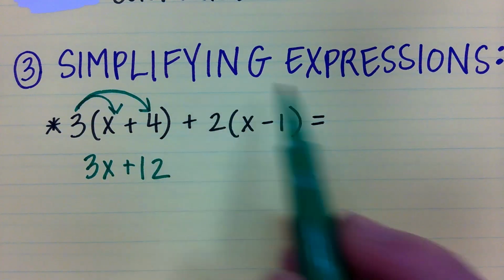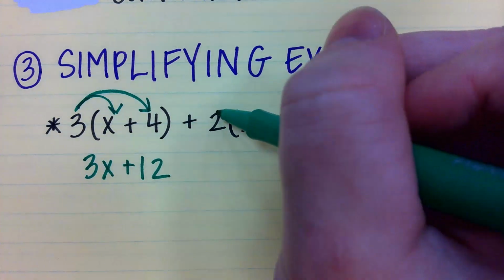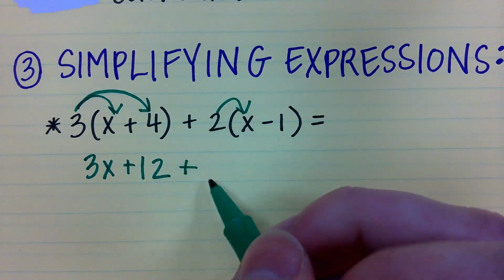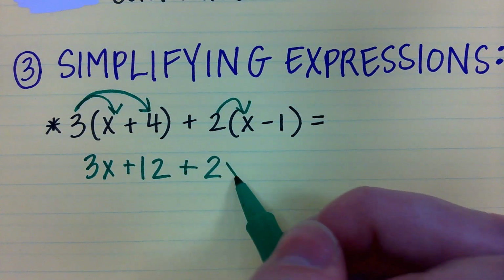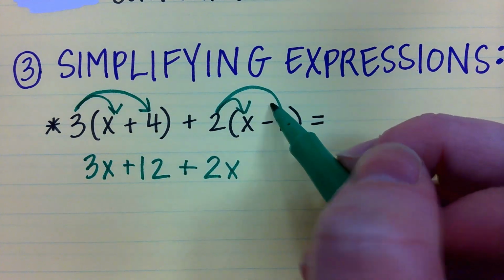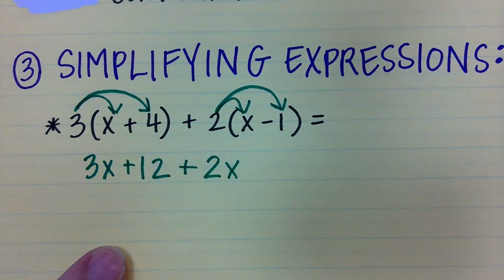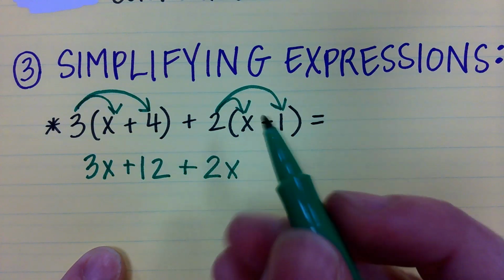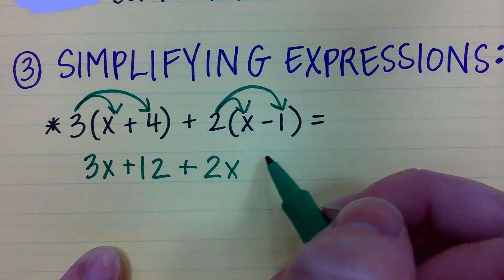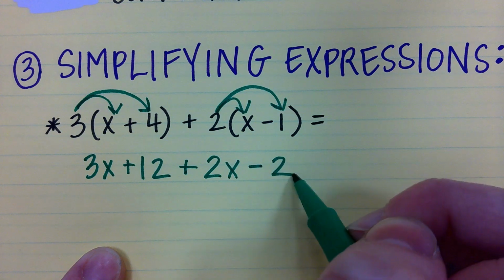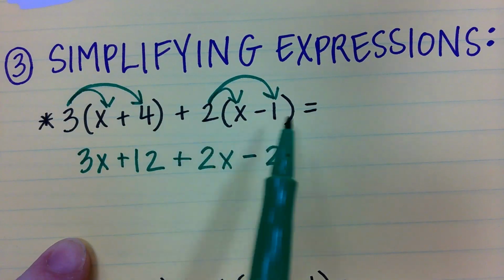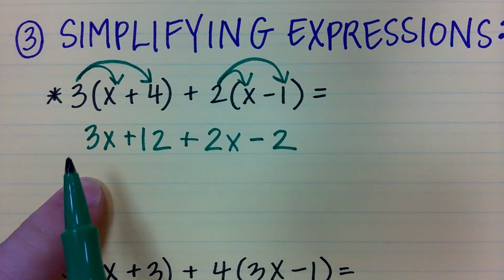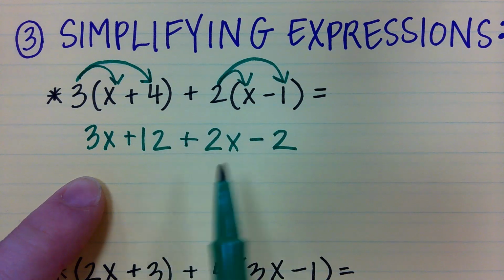Now let's move on. What are we going to do in the second half here? Same thing. 2 times x. I'm going to bring down this plus sign. Plus 2 times x, which is 2x. And what is next? 2 times negative 1. What's that? Negative 2. And so to do that, we're going to write minus 2. Okay, so we have done our distribution and our answer so far should read 3x plus 12 plus 2x minus 2.